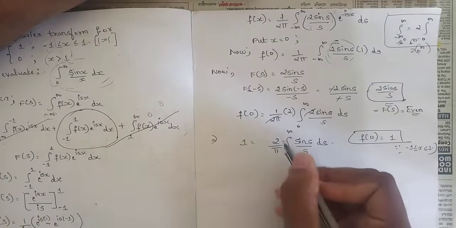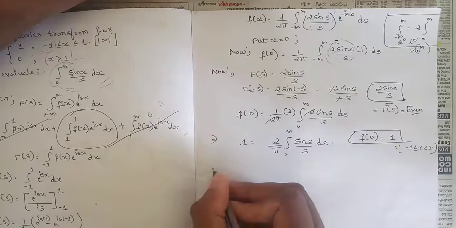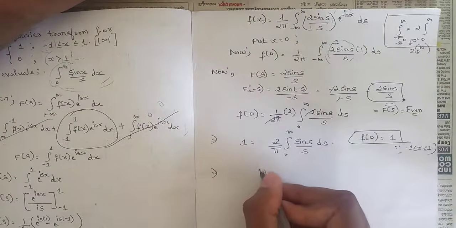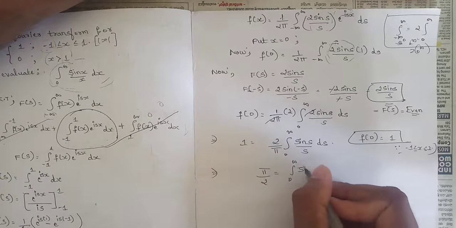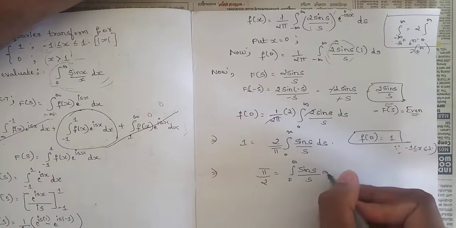Okay, so bring this 2 by pi to the other side, cross multiply, so pi goes up and 2 comes down, and it is equal to the integral from 0 to infinity sine s by s into ds.